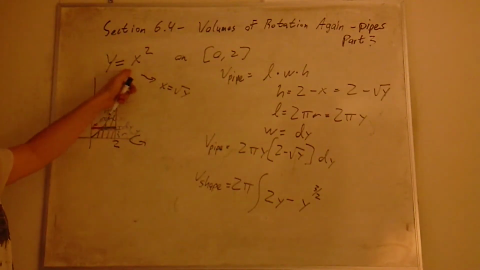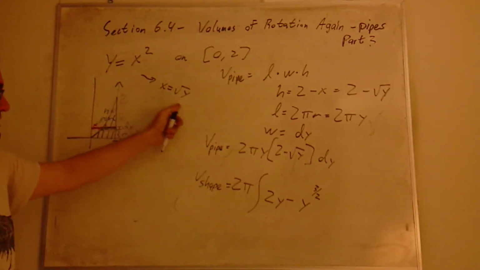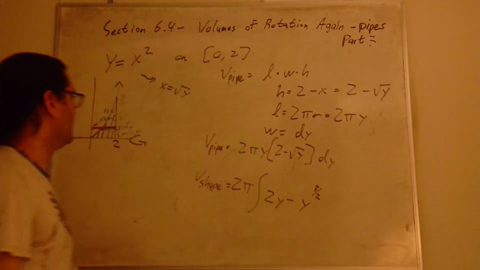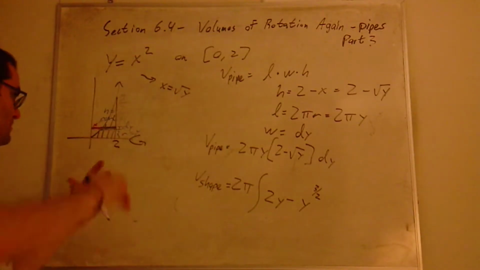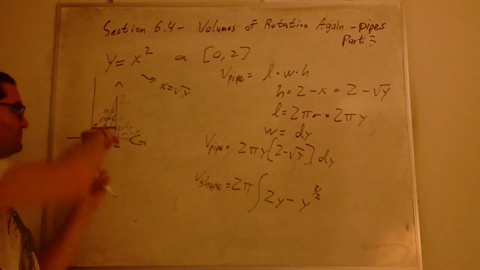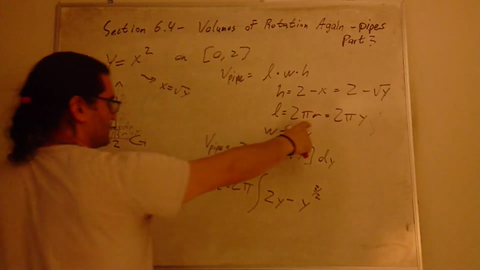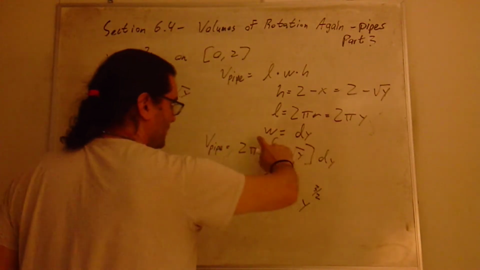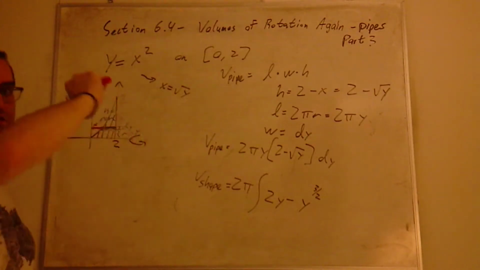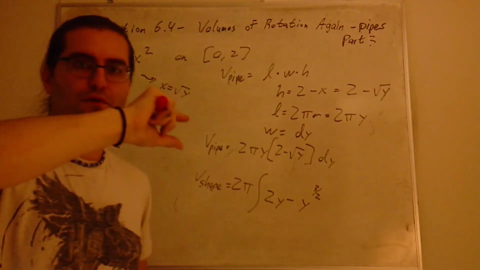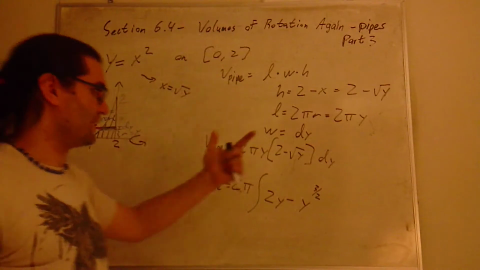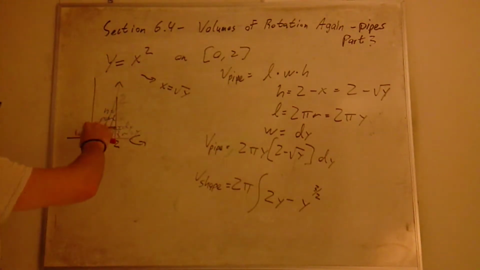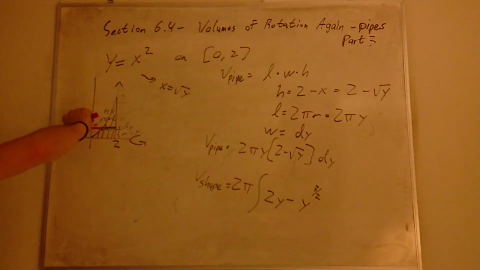We converted this into something to do with y's so that we could integrate. We got 2 minus the square root of y. The length is always the circumference of this pipe, so that was going to be 2 pi times the radius. The radius in this case is a y value, so we have 2 pi y here. And the width, the thickness of our pipe or the thickness of our piece of paper, is always going to be a dx or a dy. In this case we've got dy because it's a horizontal slice, and the thickness is a tiny little strip of the y-axis.